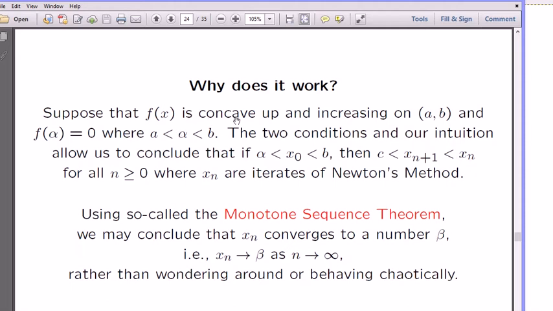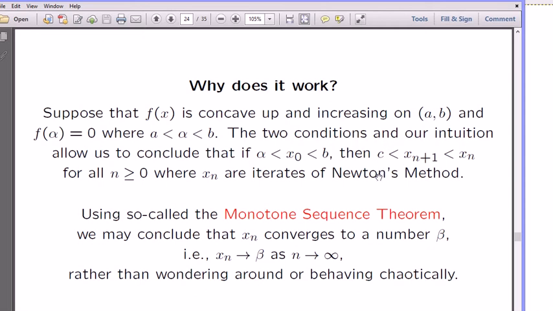Suppose our f of x is simple over the interval AB. So for example, concave up, it does not change the concavity over there and is always increasing. And it crosses the x-axis in between A and B. So that's one of the pictures I showed you. Then if you start within the middle, x0, and using the picture I was trying to explain, the next iterate in Newton's method is to the left.